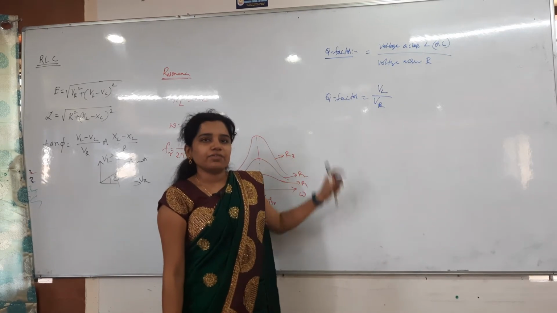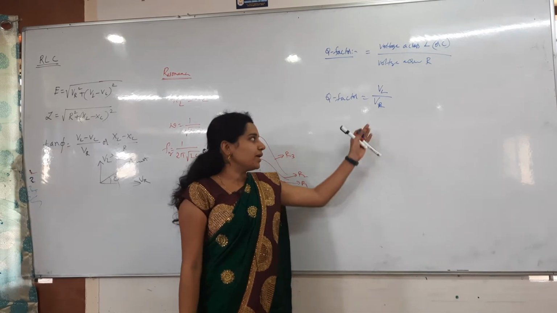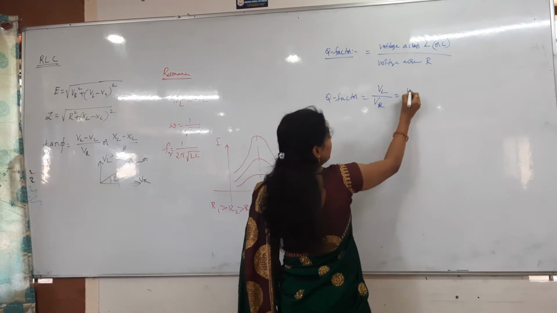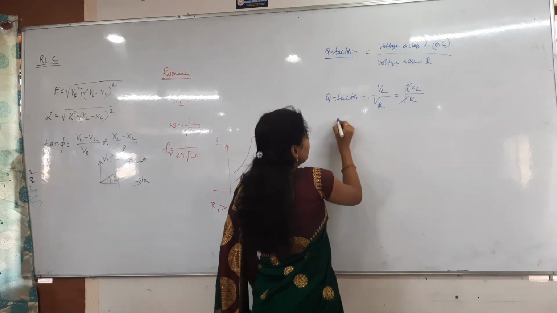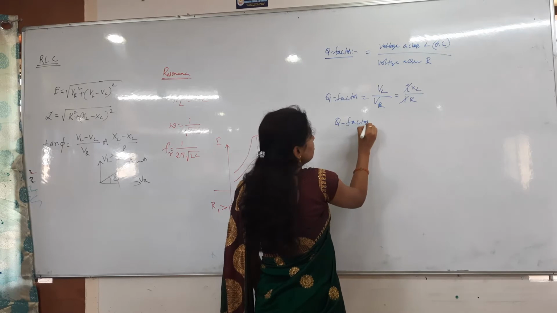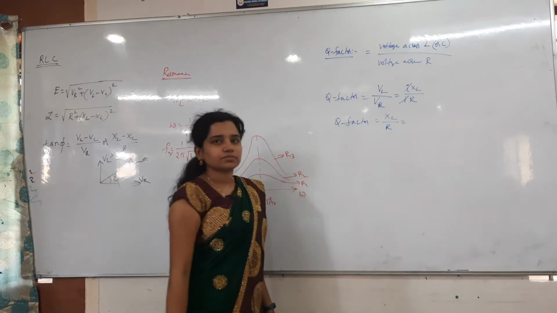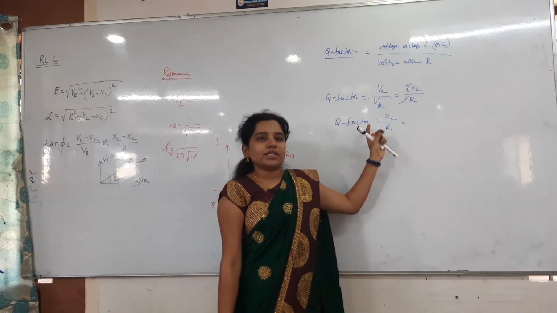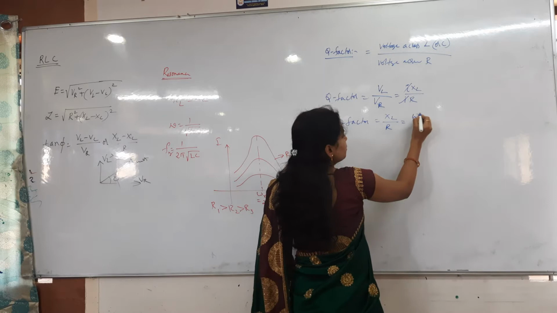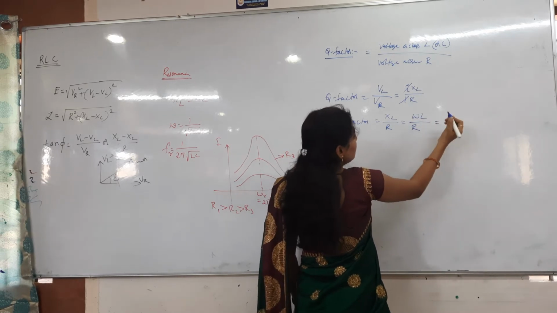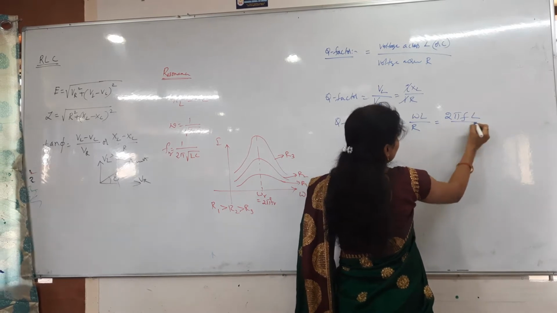Now VL is nothing but I into XL, divided by I into R. I gets cancelled, then the Q factor is equal to XL by R. XL is nothing but the inductive reactance, which I can write as omega into L. So omega L by R, and omega is 2 pi F, so 2 pi F L by R.